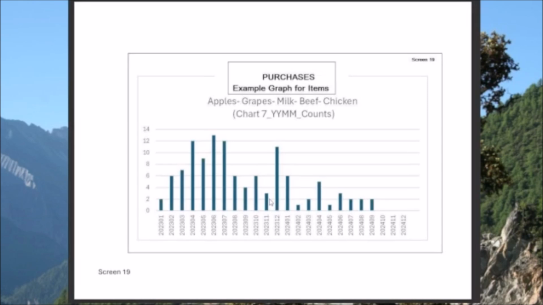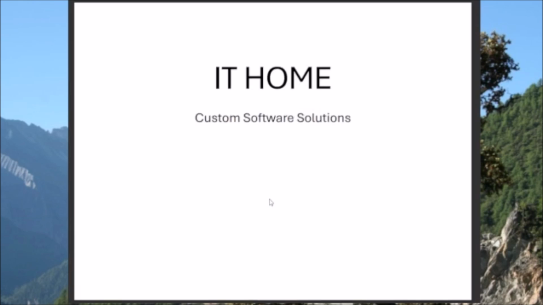Here's another example of some of the graphs. This is again by the batch. So you can see this contains apples, grapes, milk, beef, and chicken. All the times I went to buy that. And this is the number of times I went to buy those types of items. And then other graphs can show you the cost and the average cost per unit.